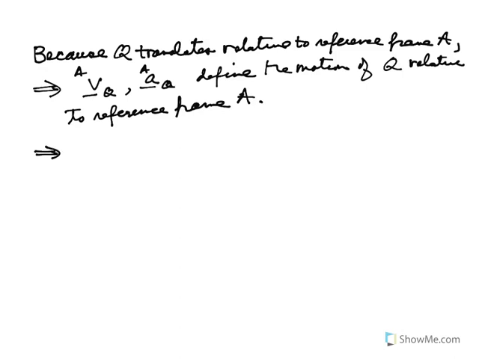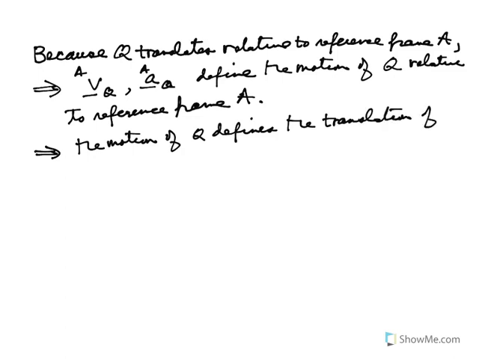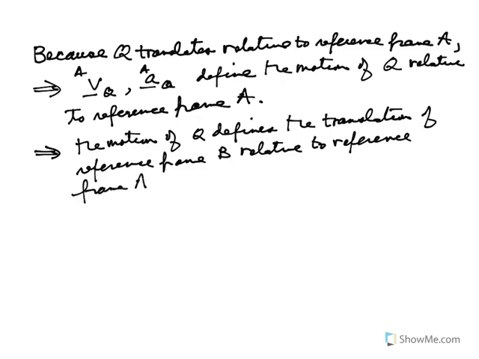So the motion of Q defines the translation of reference frame B relative to reference frame A. And now the angular velocity is the thing that defines the rotation of frame B relative to frame A. So now we have a complete description of how frame B is moving relative to frame A. So now let's get to the examples.